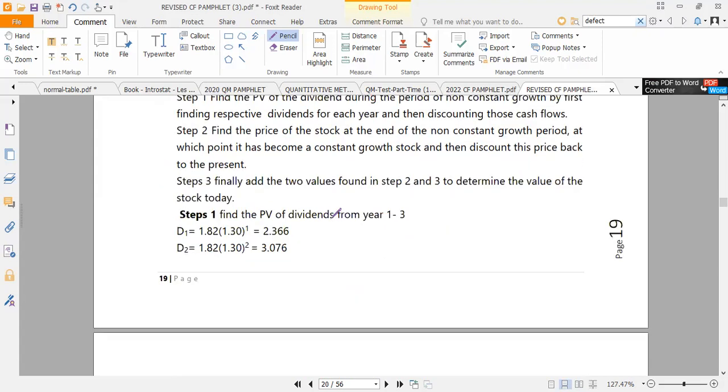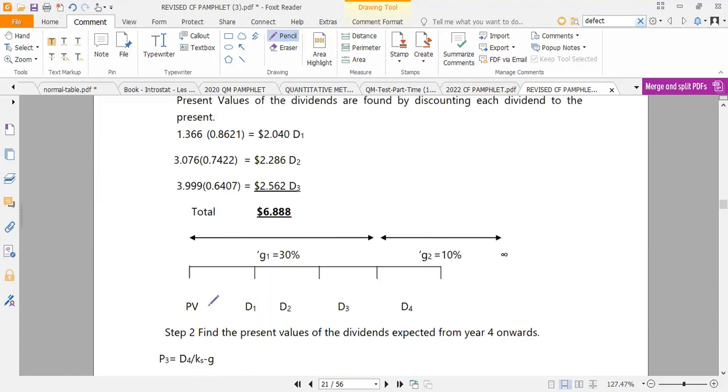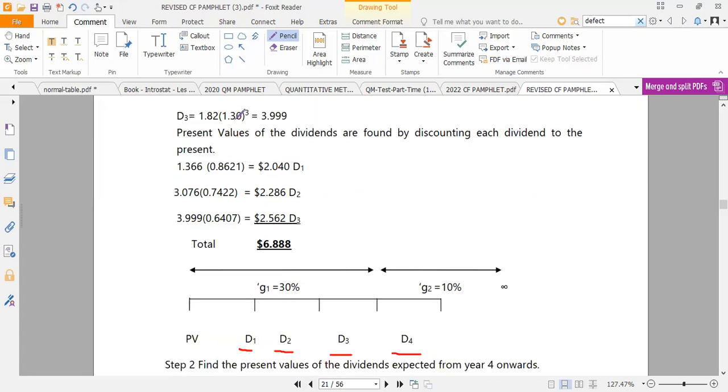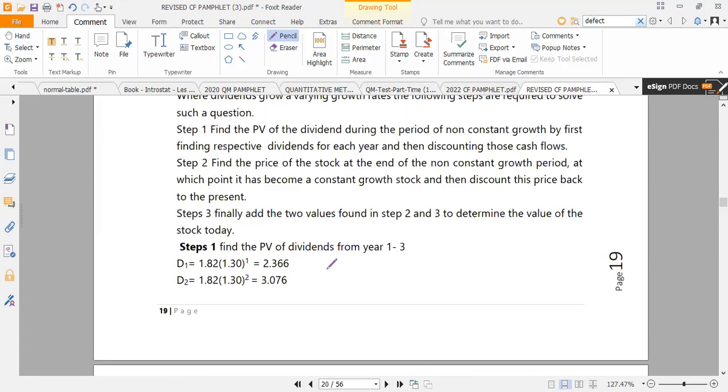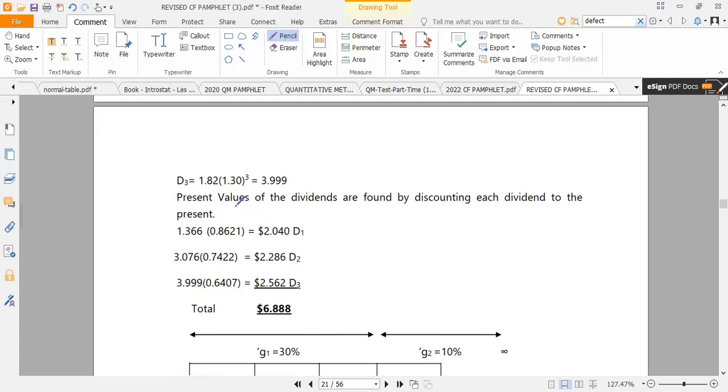So like I said, with 1.82, you are finding the dividends for D1, D2, D3, and perhaps D4. For the first phase, it has given you the dividends for the first 3, and you can also find year 4. Like I said, it's quicker: after finding the first one, just multiply by 1.30 to get the next one. After you're done with that, which are the figures we got here, you now discount them using the discount factors.